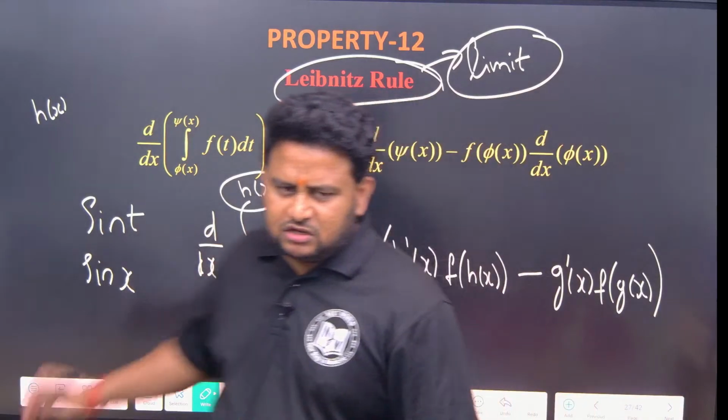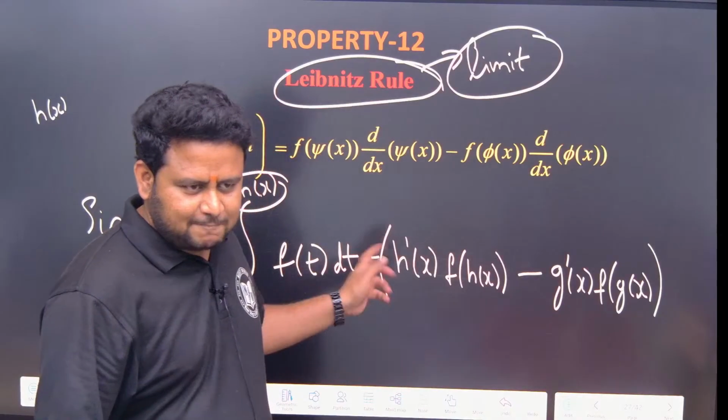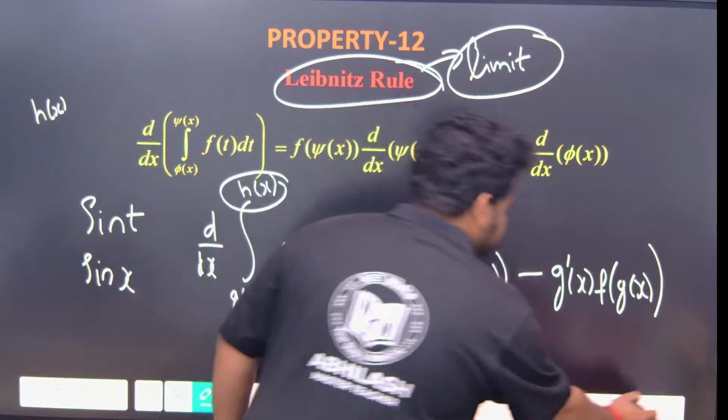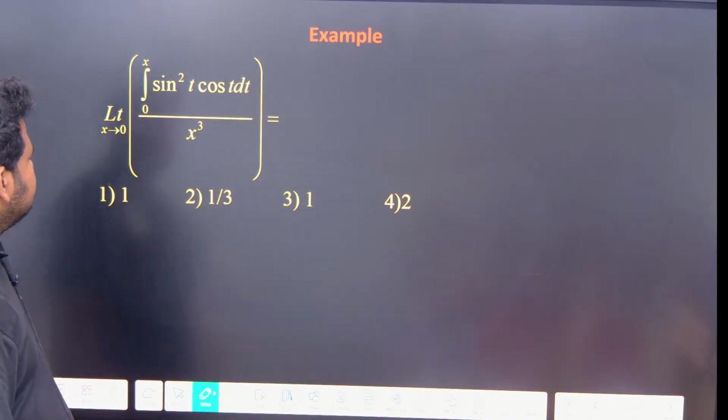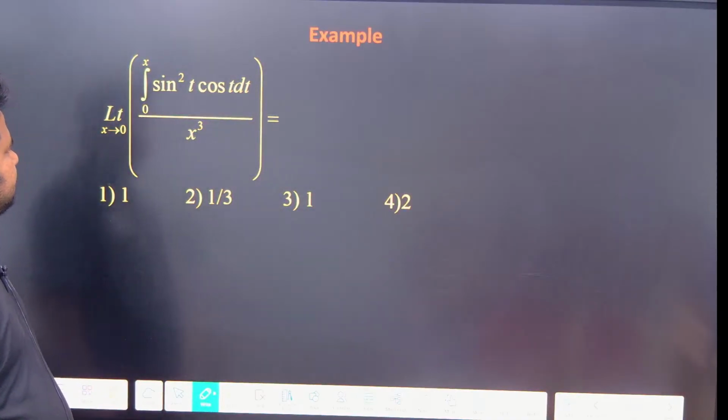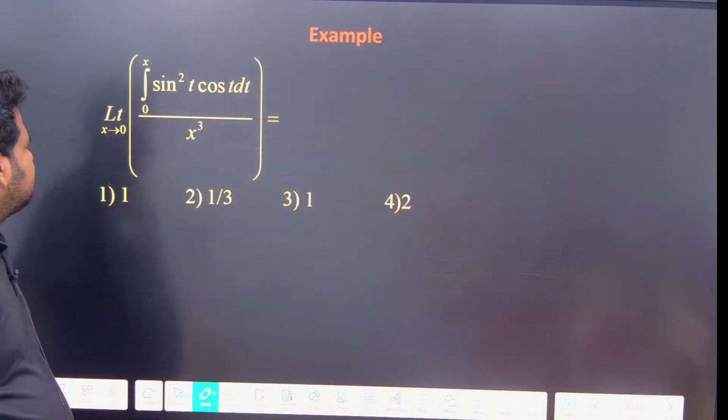Understood this Leibniz rule? Now you will understand better when I apply it for some question. So look at this question, what they have given. Limit as x tends to 0, integral from 0 to x of sin square t cos t dt, divided by x cube.